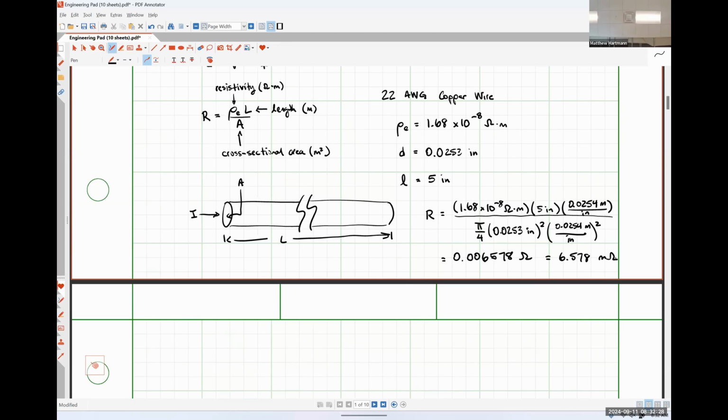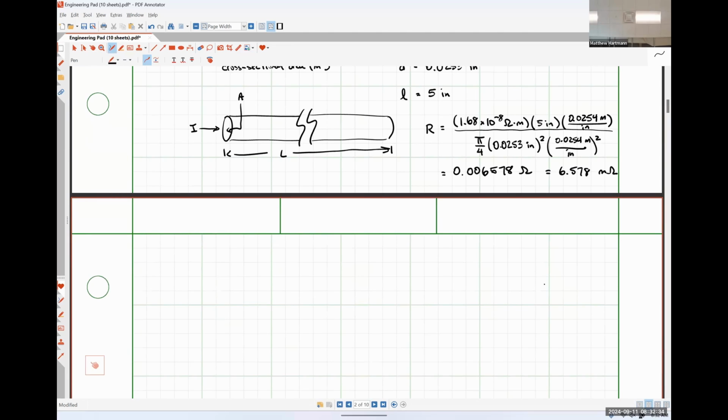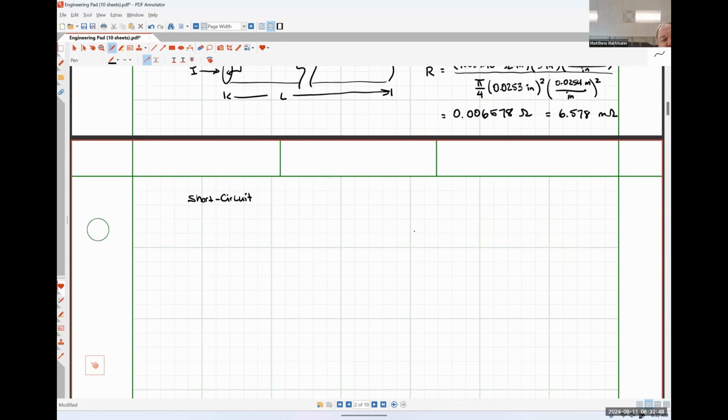I just mentioned the term short circuit, so we are going to define two very special resistances here. When we have a short circuit, that is just going to look like a section of wire or a straight line. In this class, we will treat all short circuits as having a resistance of 0 ohms.